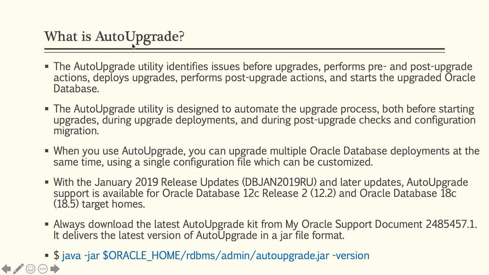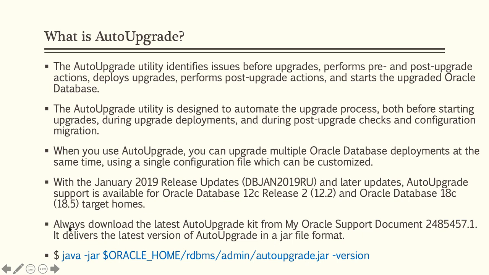Now, this auto upgrade tool comes bundled with the Oracle RDBMS 19C version, and it is periodically updated by the quarterly release updates that Oracle delivers in the months of January, April, July and October. When you apply the quarterly release update, it would bring in a new version of the auto upgrade tool, and that tool itself would be installed in your Oracle Home RDBMS admin location. The name of that file is the autoupgrade.jar file.